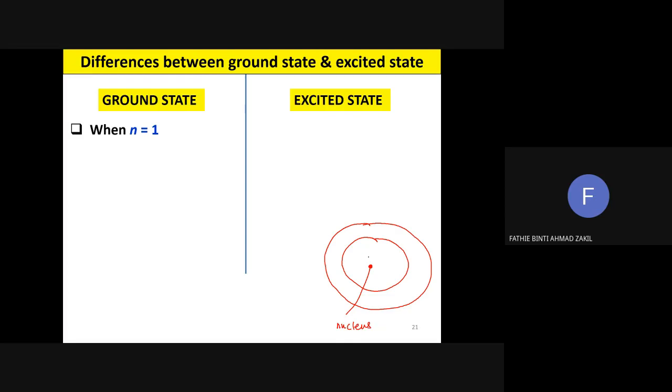Okay, so kita ada elektron kat sini. Okay, katalah let's say saya lukis lagi satu orbital. Ini dia. Okay, so E dekat sini, yang paling dekat dengan nukleus ni kita panggil dia ground state. Okay, ground state.